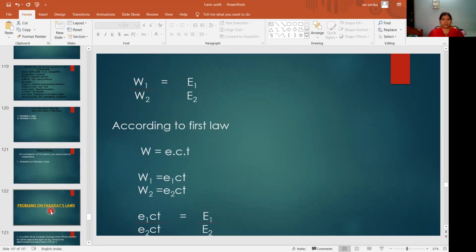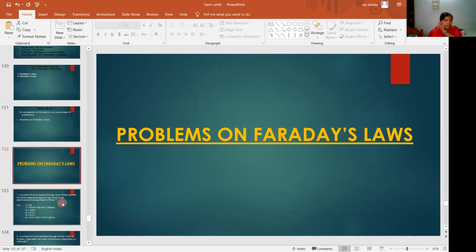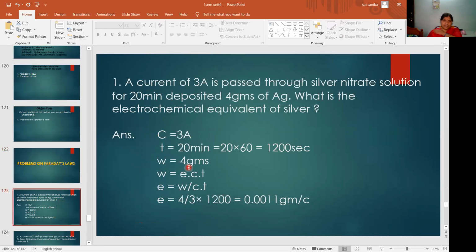Now we will solve some problems based on Faraday's laws. So okay, what is the first? A current of 3 amperes is passed through silver nitrate solution for 20 minutes. Deposited 4 grams of silver. What is the electrochemical equivalent of silver?